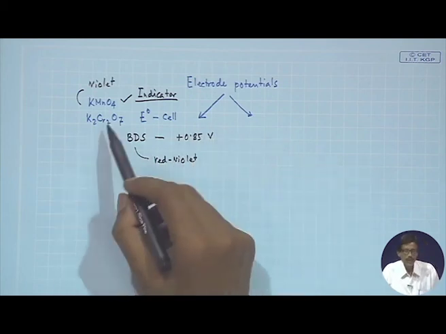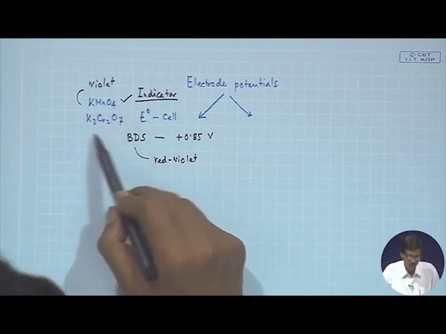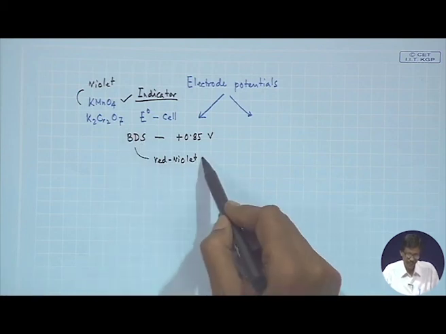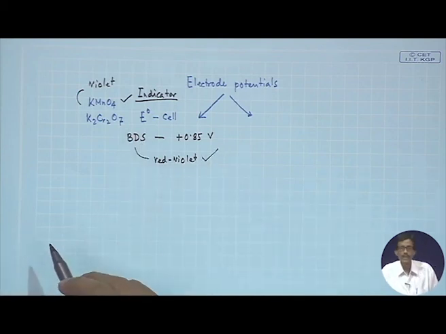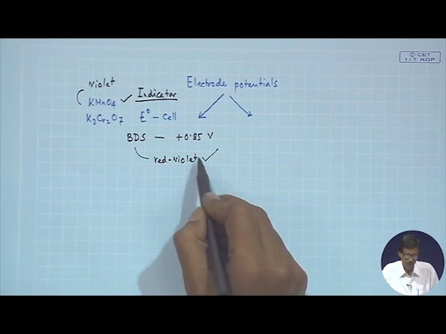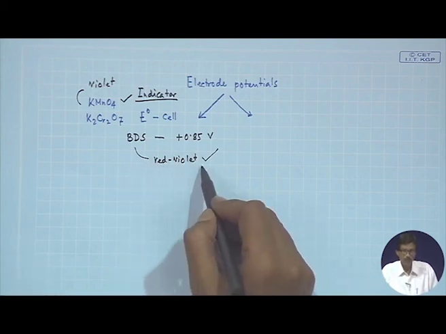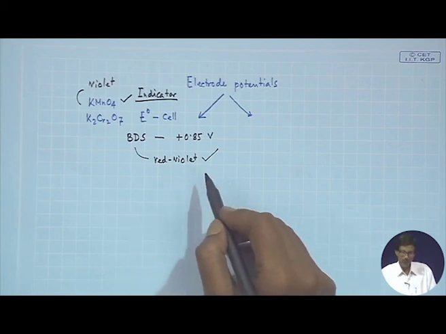So, when the reducing agent is fully oxidized by your potassium dichromate, finally the indicator will be oxidized and the endpoint is marked by the color change from some dilute solution color depending upon the species which are present, but finally the whole solution will be red violet in color.